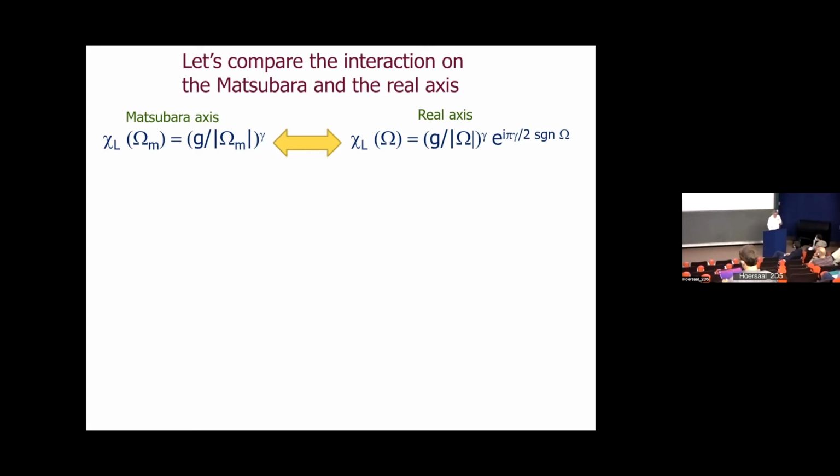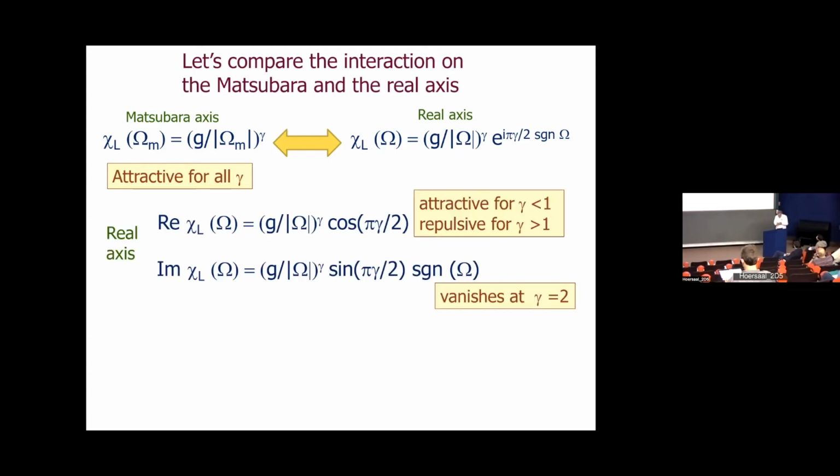And then let's look at the simple sign of the interaction. As I said, on the Matsubara axis it is attractive for any value of gamma, nothing special at gamma equal to 2. But if you look at the real axis, you find something funny.